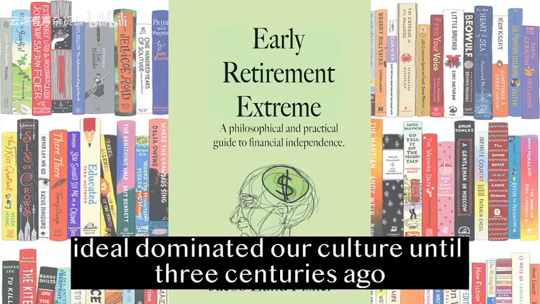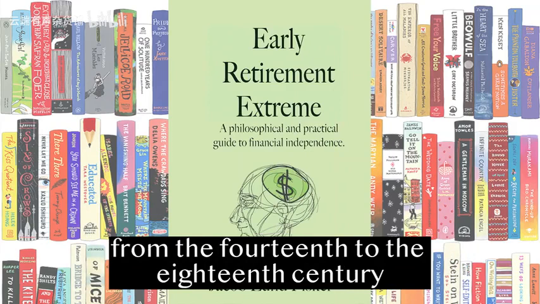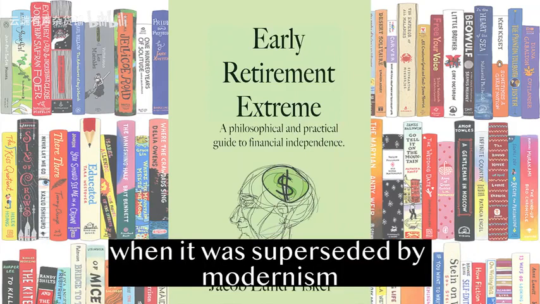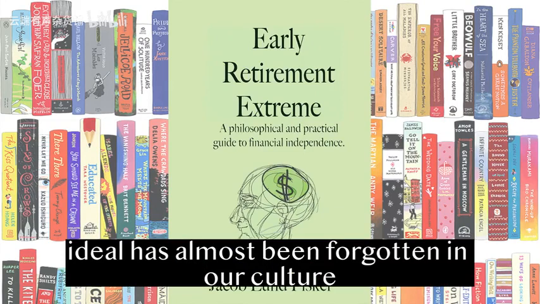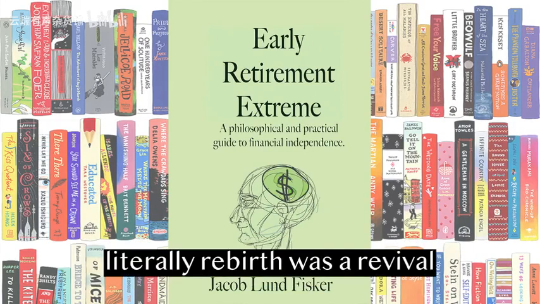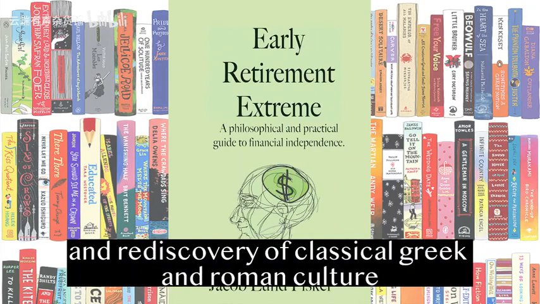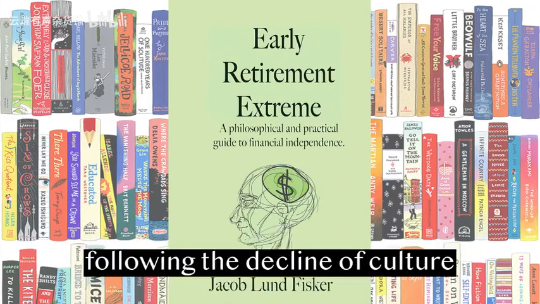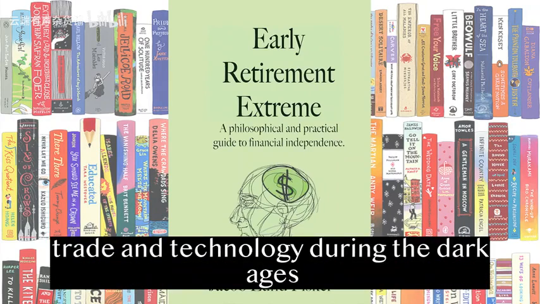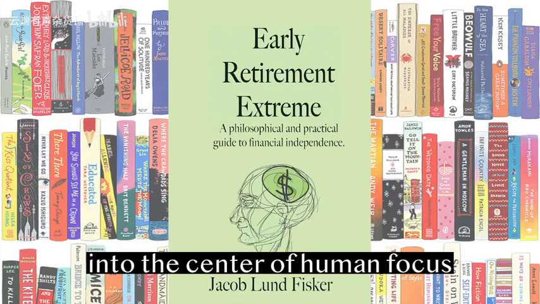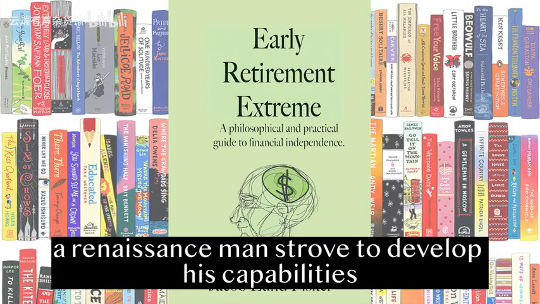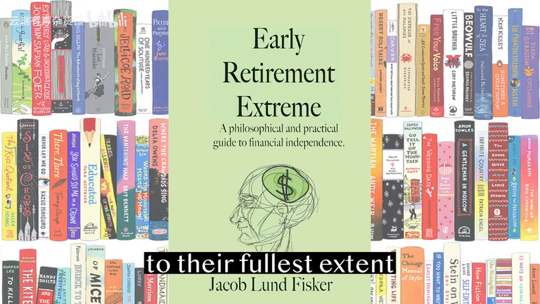The Renaissance ideal dominated our culture until 3 centuries ago, from the 14th to the 18th century, when it was superseded by modernism. Not surprisingly, this human ideal has almost been forgotten in our culture. The Renaissance, literally rebirth, was a revival and rediscovery of classical Greek and Roman culture following the decline of culture, trade, and technology during the Dark Ages. Human achievement was once again put into the center of human focus. A Renaissance man strove to develop his capabilities to their fullest extent.